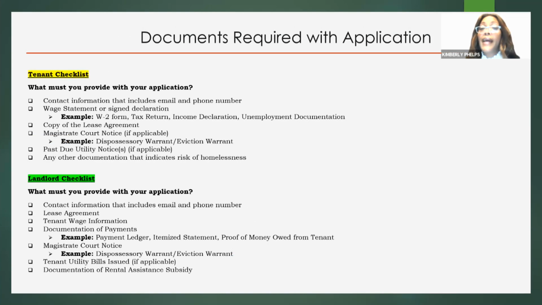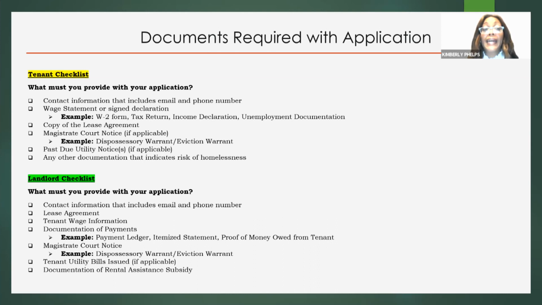Let's talk a little bit about what documents are required for this particular program. The tenant checklist. What must you provide with your application? First, you definitely need to provide a contact or a contact email as well as a phone number. We need to be able to get in touch with you via email or phone number. Next, you will need to provide a wage statement or a signed declaration. For example, a W-2 form, a tax return, income declaration, unemployment documentation, something so we can actually see what the wage statement or signed declaration is. Those are some of the examples.